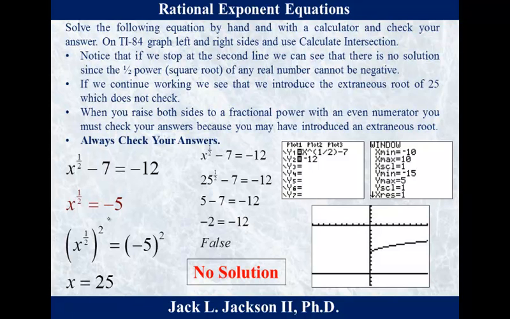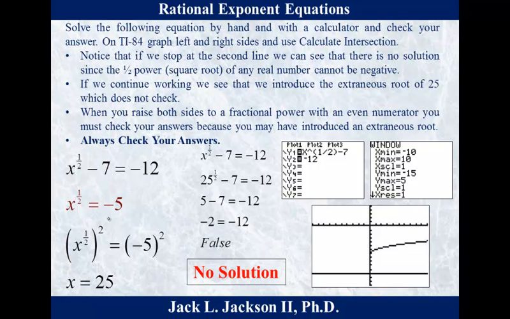We could have gone ahead and stopped and realized that there was no solution if we'd been paying attention, because we know that when we take the 1/2 power or square root of any real number, we never get a negative number, right? We might get an imaginary number, we might get a positive number, we might get 0, but we never get a negative number. And so that's not possible. So the answer is that there is no solution.